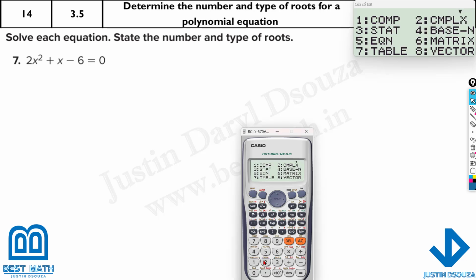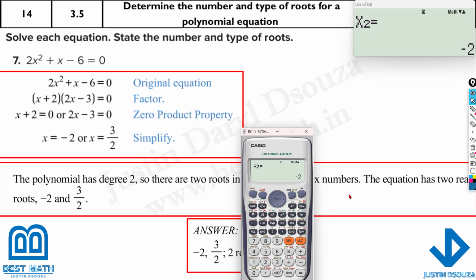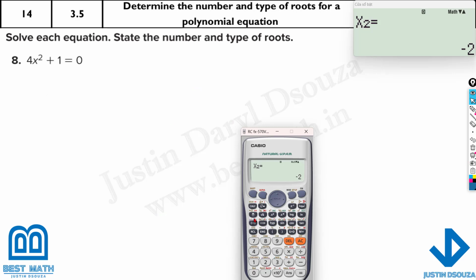Quadratics are pretty easy. Mode 5 and 3. Type in the equation, the coefficients, 2, 1. And lastly we have minus 6. So the answer is 1.5, that's 3 by 2, and minus 2. So there are only 2 roots here. And there are 2 real roots. Both are real. What about this one?